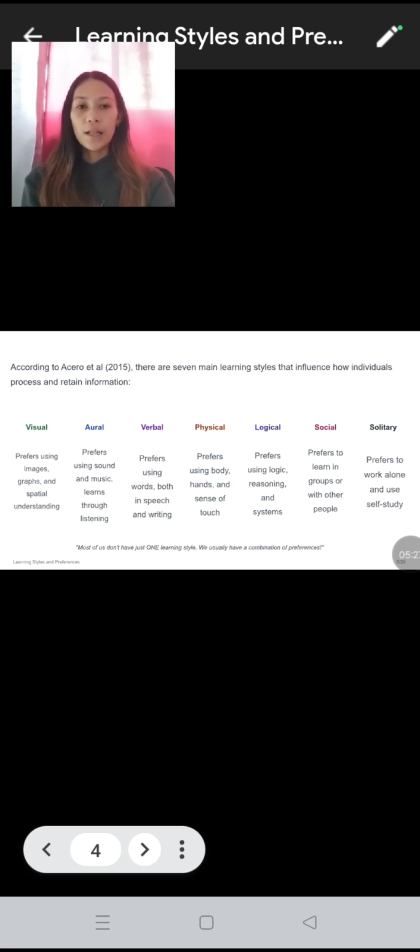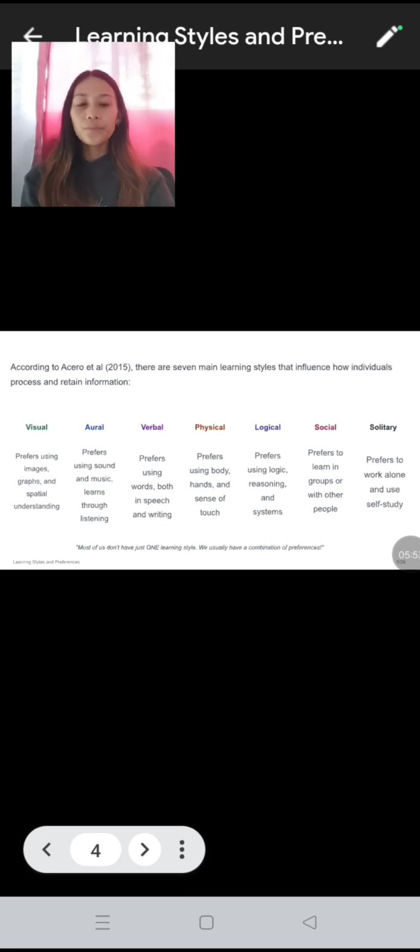Fifth is logical learning style. This style is for people who learn best by thinking through the structure of the information. They prefer using logic, reasoning, and systems. If you like to understand why something works, enjoy solving puzzles, or prefer information presented in a structured, systematic way, you might be a logical learner.